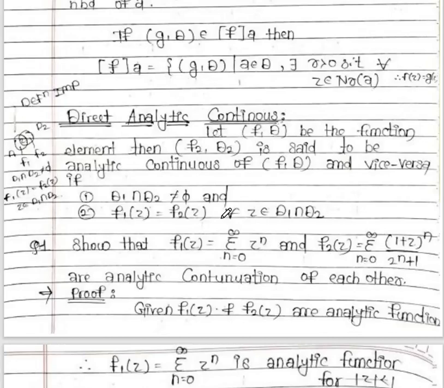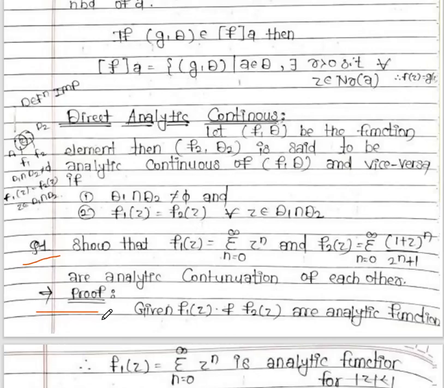Now we will see some problems on direct analytic continuation. The first problem is: show that f1 of z equals summation n equals 0 to infinity z to the power n, and f2 of z equals summation n equals 0 to infinity of (1 plus z) to the power n upon 2 to the power n plus 1, are analytic continuations of each other. So here we have to show that these two functions are analytic continuations of each other. We will see the proof of this problem.